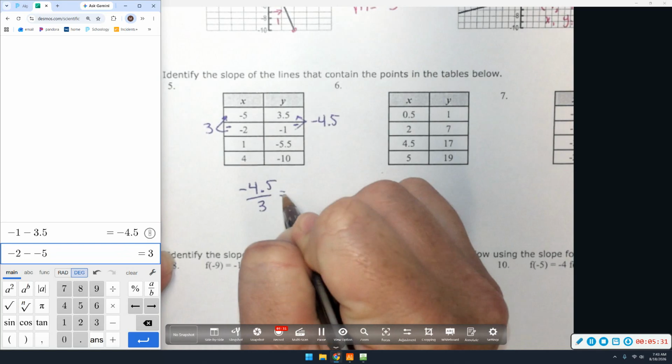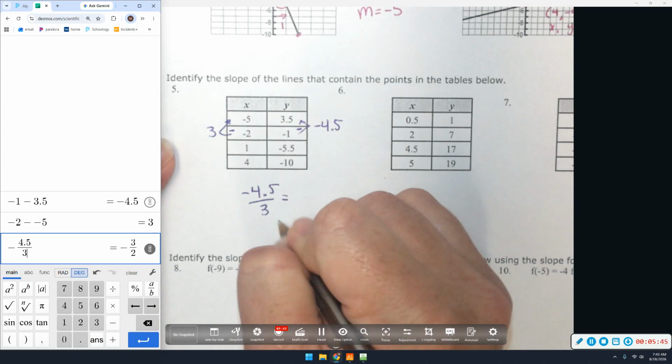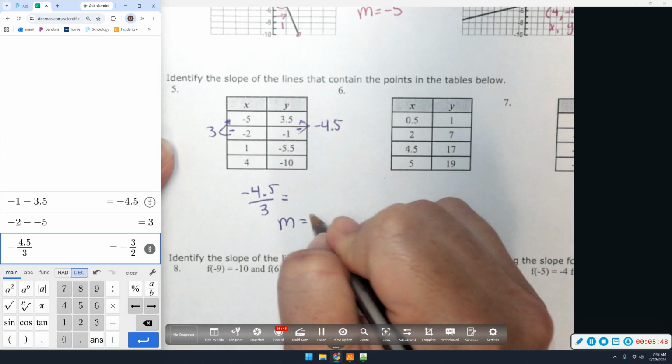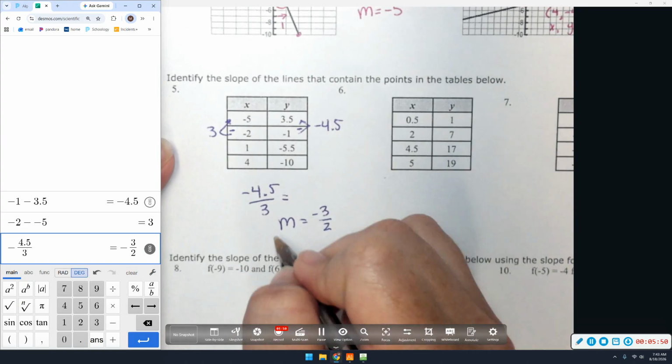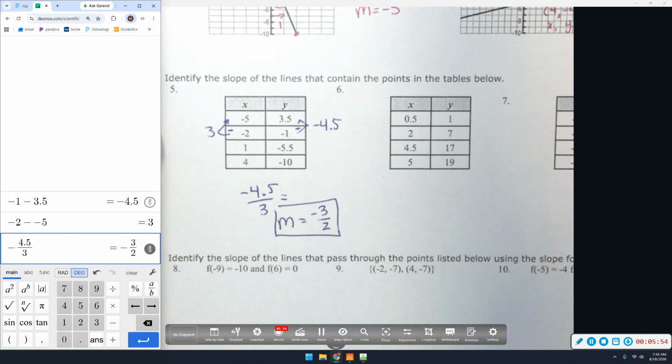Now, do we leave fractions with a decimal in them? No, that's not normal. So we're going to type it in here. Not 1. 4.5 divide 3, and it's going to simplify it for us. So my slope here is -3 over 2. Does that make sense? We're okay with that?